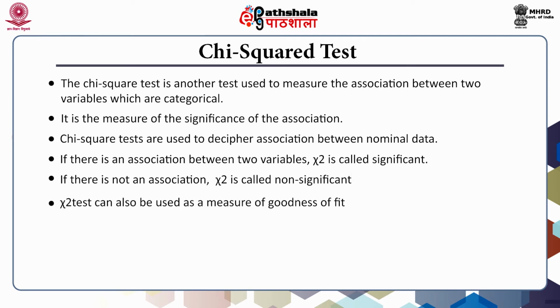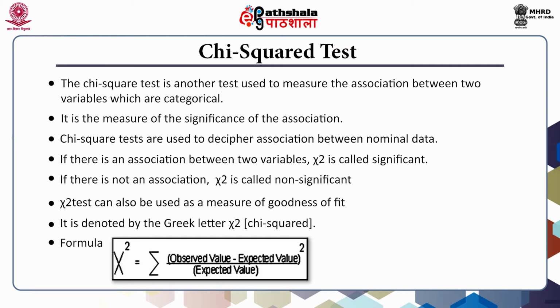Chi-square test can also be used as a measure of goodness of fit. It is denoted by the Greek letter chi-square. The formula is given below.